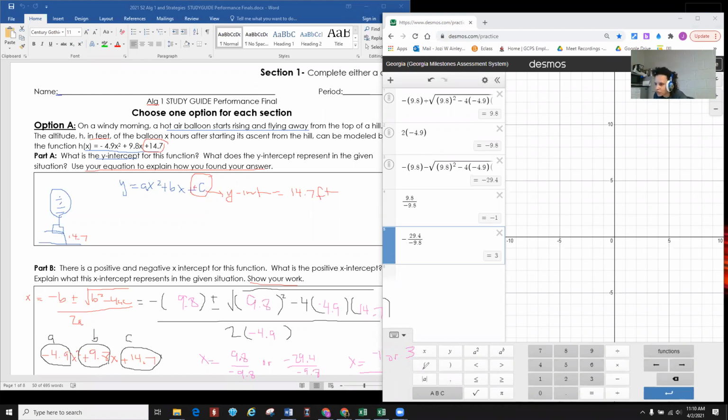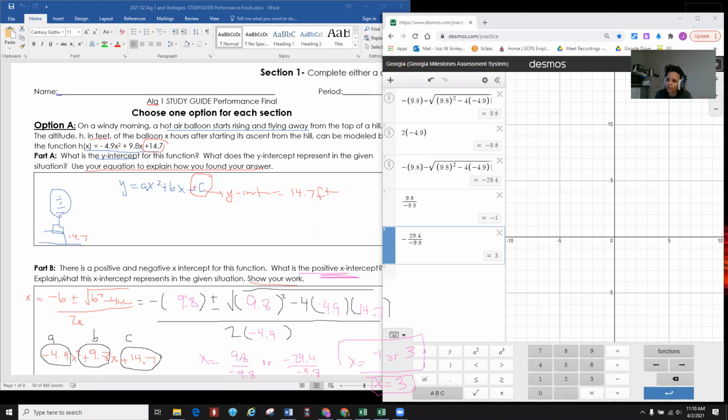Now, notice you have 2 x-intercepts, right? But the question says, what is the positive one? So my final answer, I would write x is equal to 3. Make sure you write that one because they're not asking you for both. They're asking you for the positive. That's me showing my work.